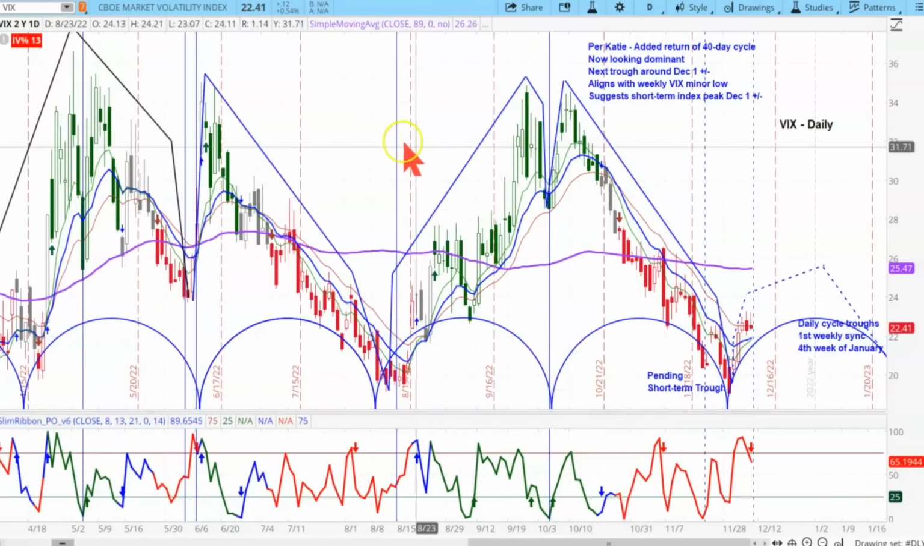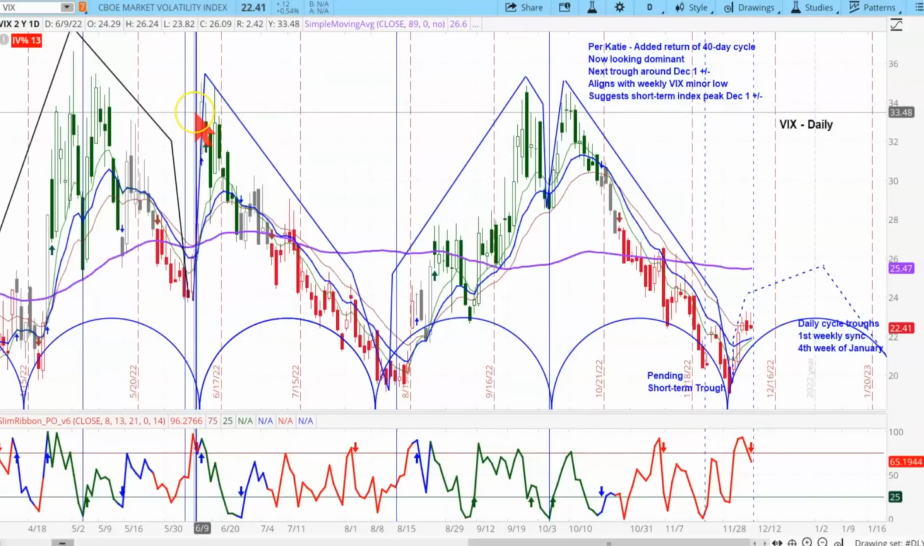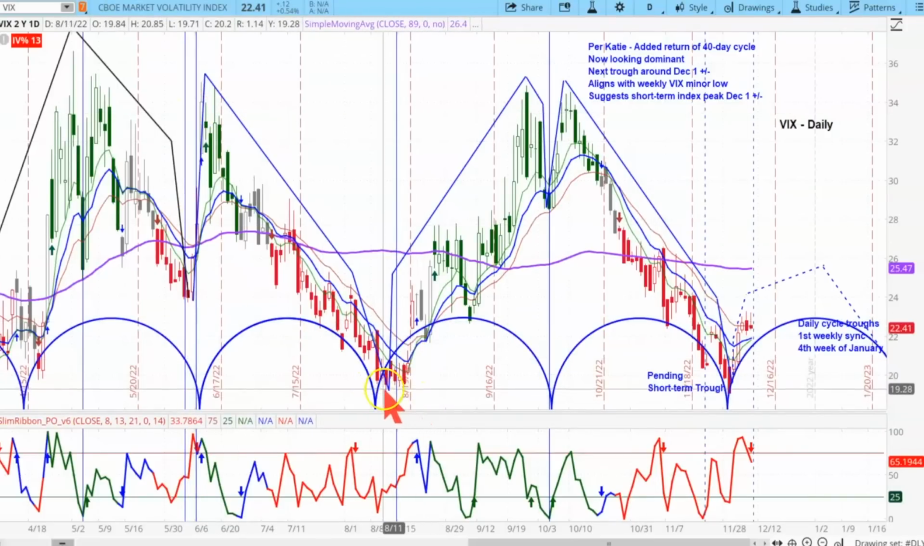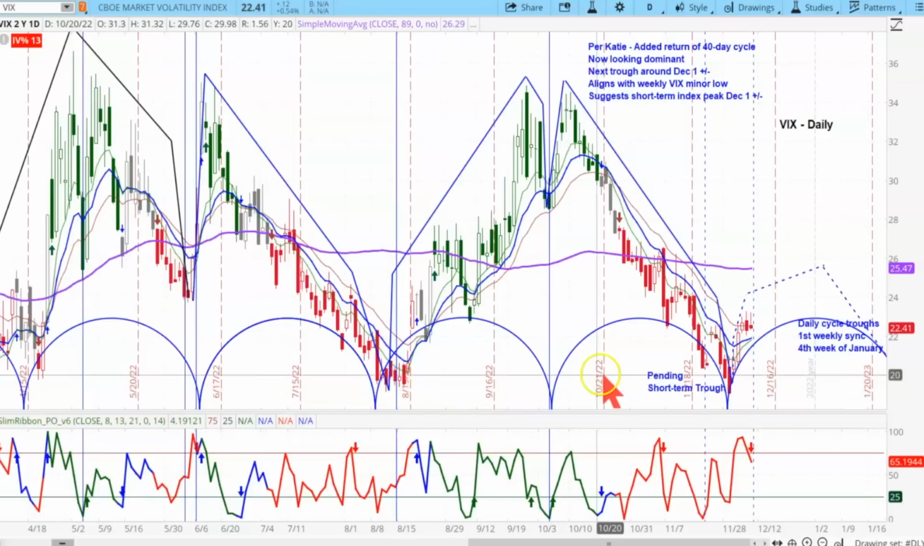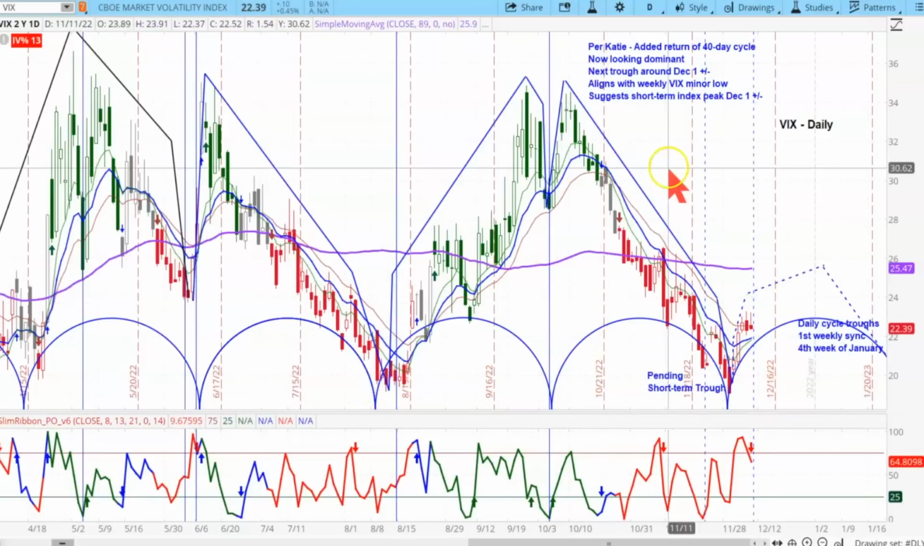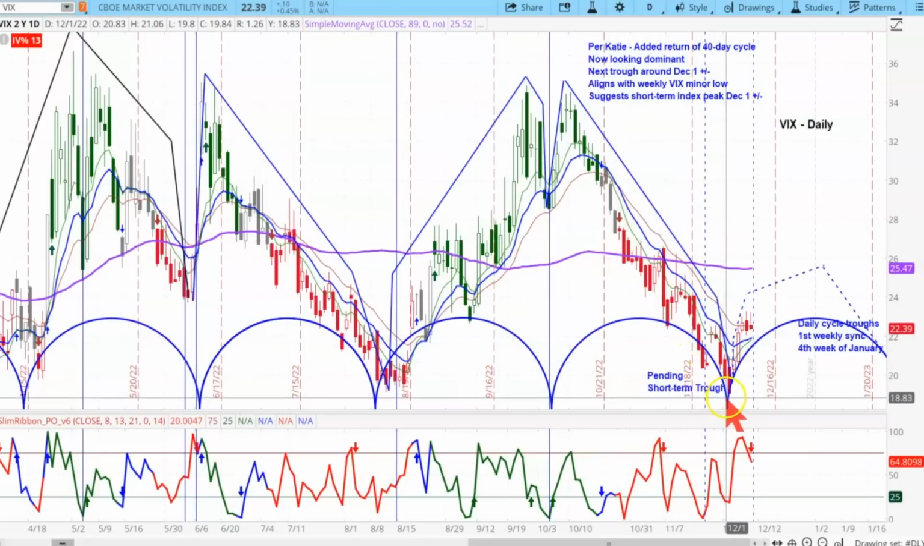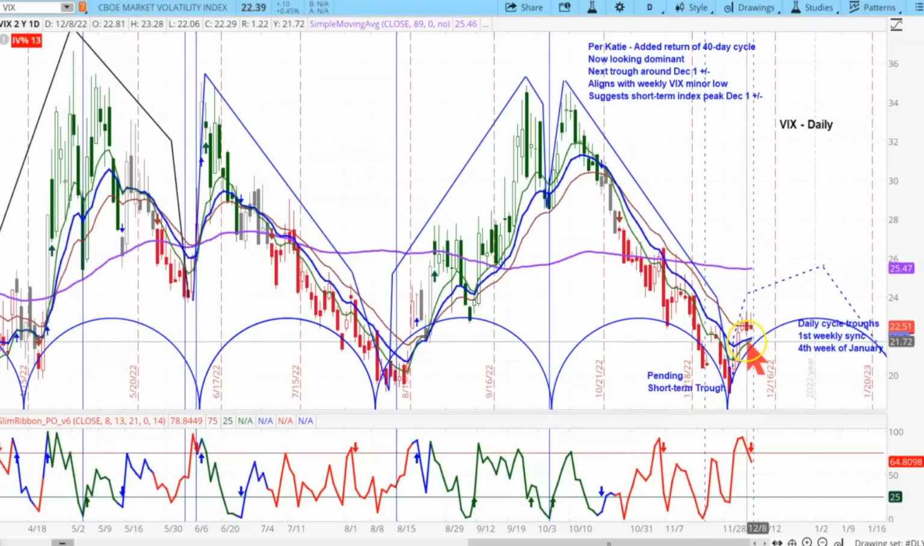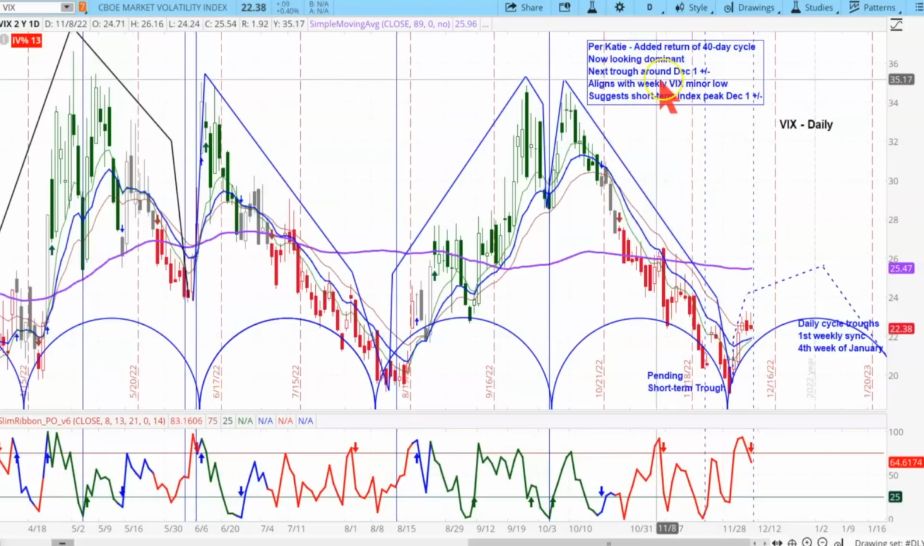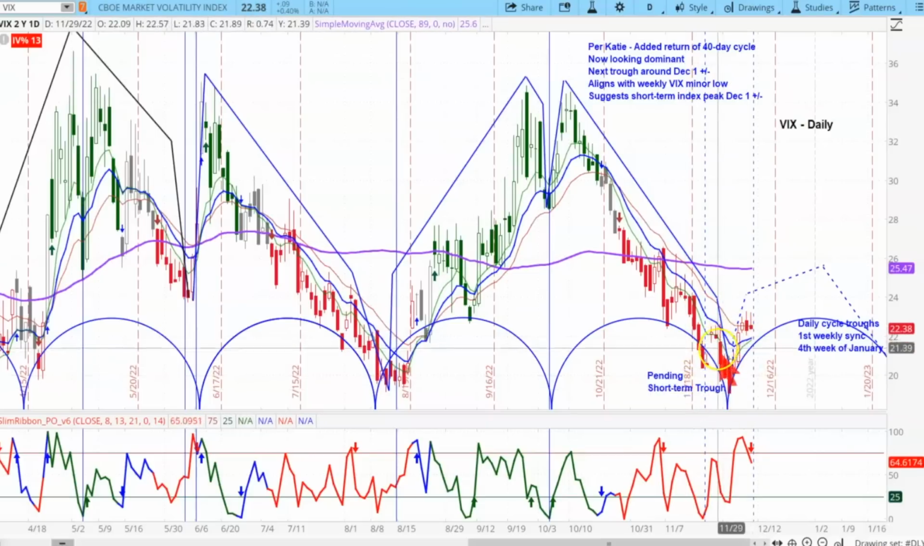On top of that, you can see these vertical lines that show you where the cycle actually bottomed. You can see that right in here, where it bottomed right here and bottomed right here. We were projecting that there would be a short-term trough in the VIX in this time frame, and that's what we got as it started to move up as the stock market started to move down. So we had looked for a next trough around December 1st, plus or minus a few days, and you can see that's where we got that.